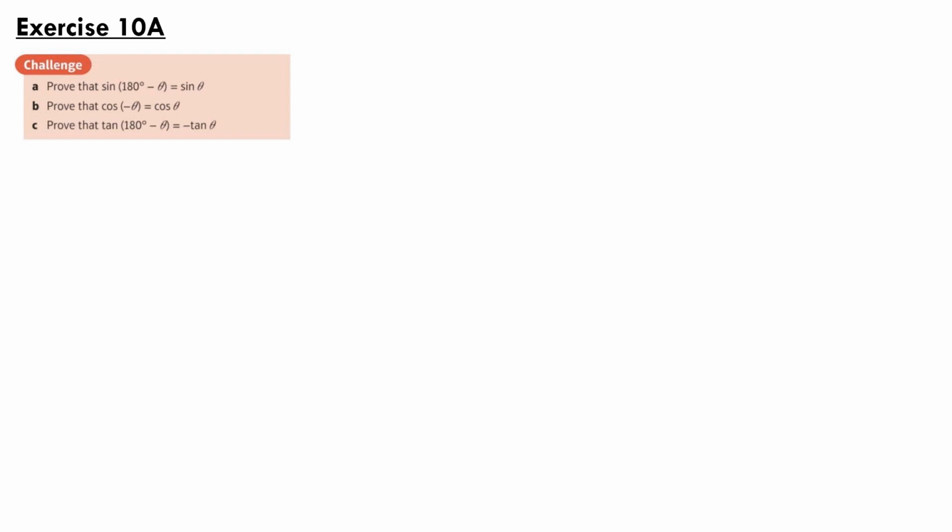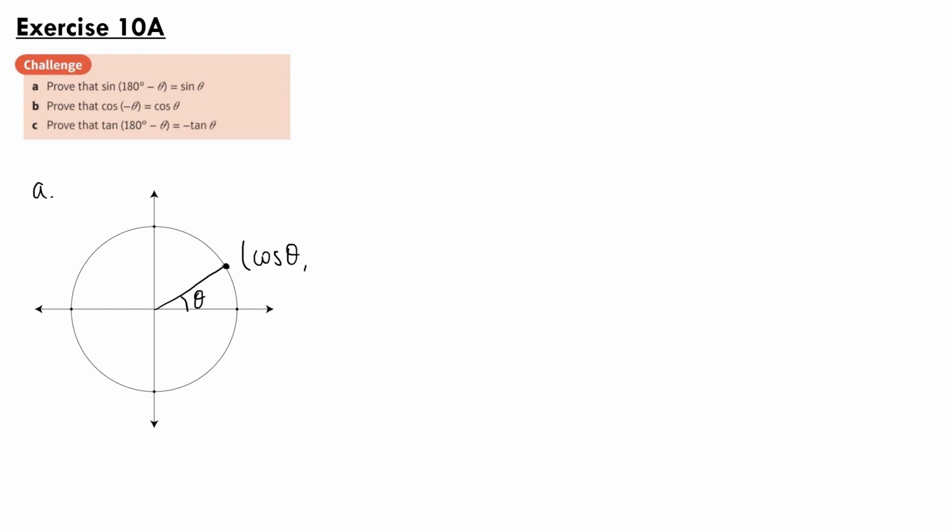Okay. So there are many ways we could go about these questions, but I think the easiest here is to use the unit circle, which we are introduced to in this chapter. So for part A, we can recall that if we have a line here, and this angle is theta, then the x and y coordinates of this point will be cos theta and sine theta.